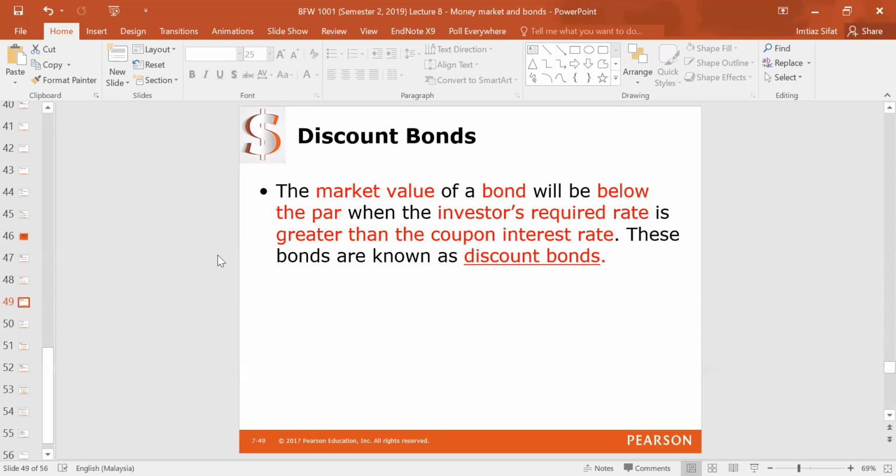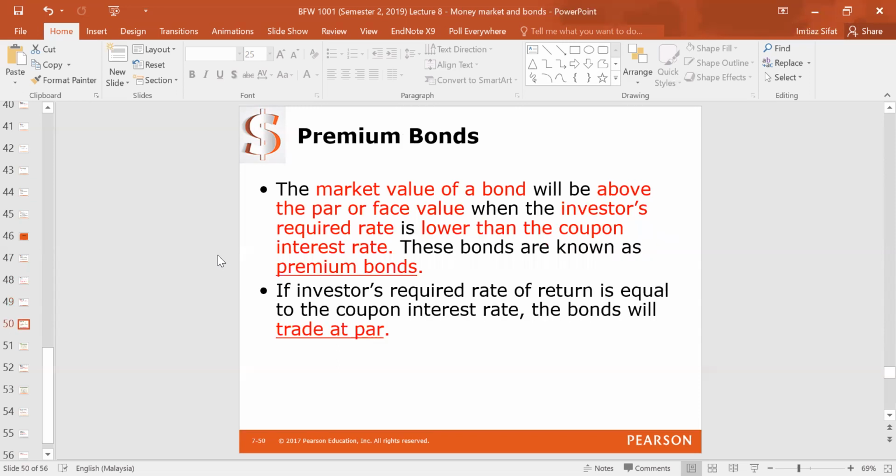And if somehow both the required rate of return and the coupon payments are exactly the same rate, the bond would trade at par. That means the bond would trade at the face value of the bond, $1,000, no premium, no discount.